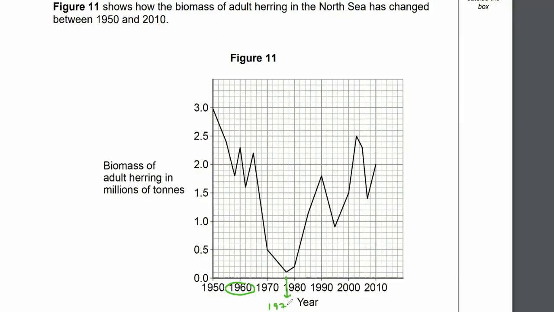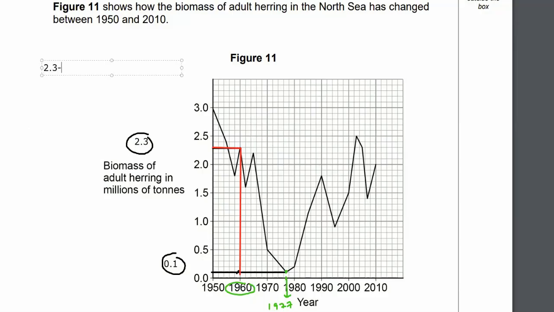So each of these tiny baby squares is worth 2 years. So we want to be somewhere in the middle of the fourth square for 1977. Draw that across there. That's 0.1 is the biomass of the herring in 1977. So that's not good. If you look at 1960, there were 2.3 million tons of herring in the North Sea, down to 0.1 million tons. What is that percentage decrease?